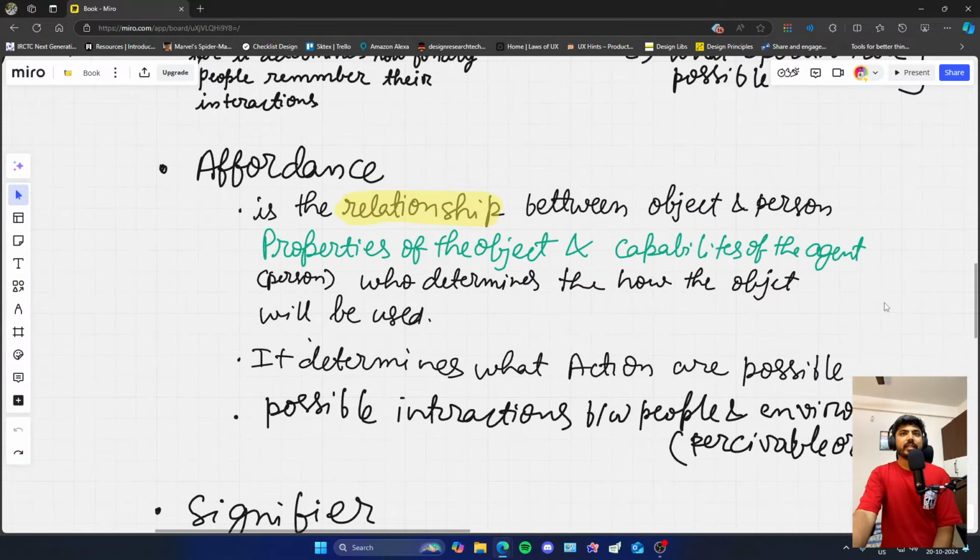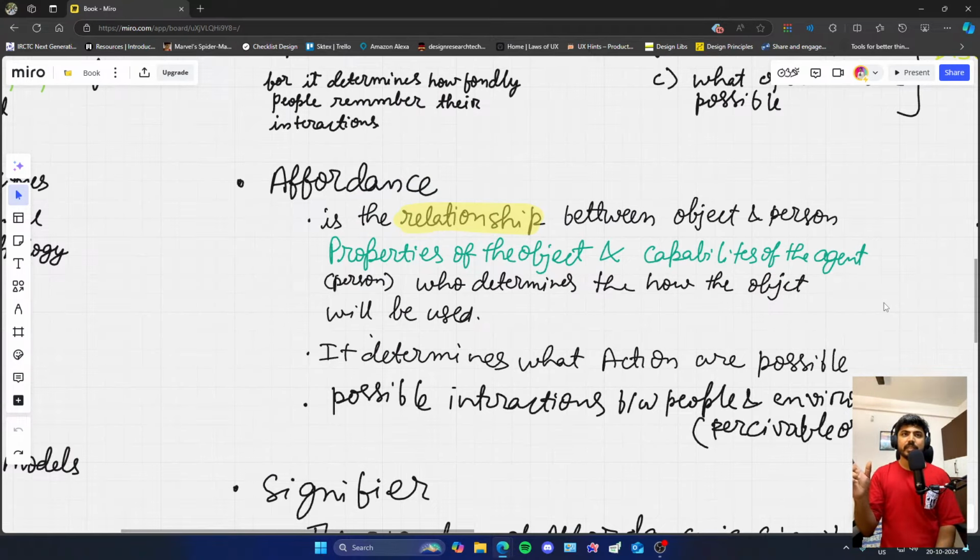So, affordance. Affordance is said to be a relationship, and it has been highlighted that it is a relationship between the object and the person who is using it. Again, it's reiterated that it is not only the relationship between the object and the people, but between the properties of the object and the capabilities of the agent, the person, that determines how the object will be used. It determines the actions that are possible, and the possible interactions between the people and the environment.